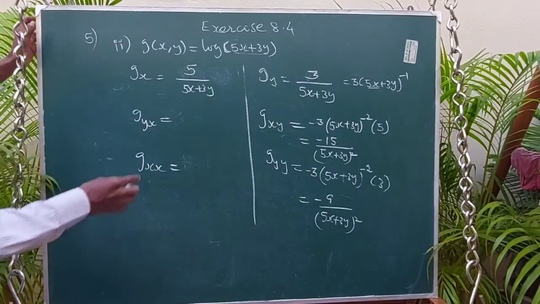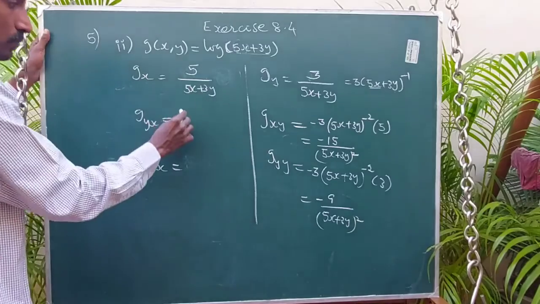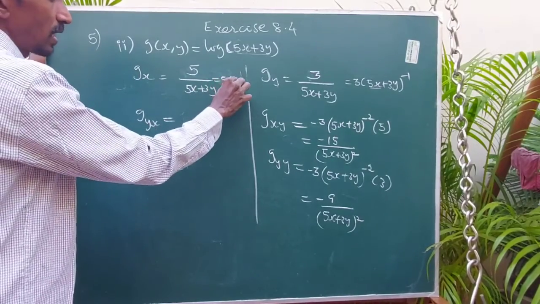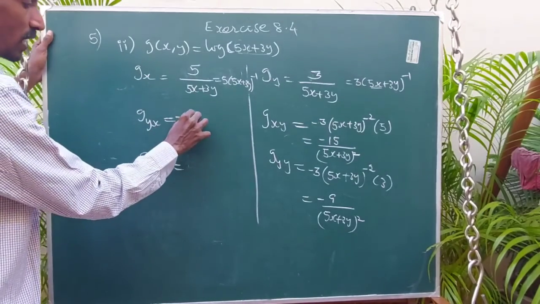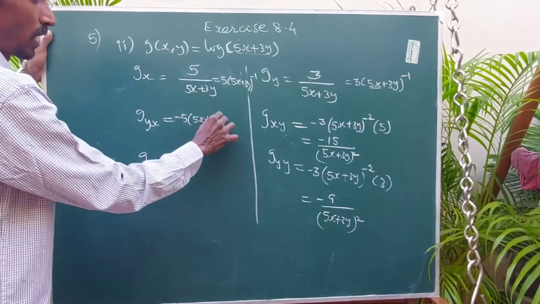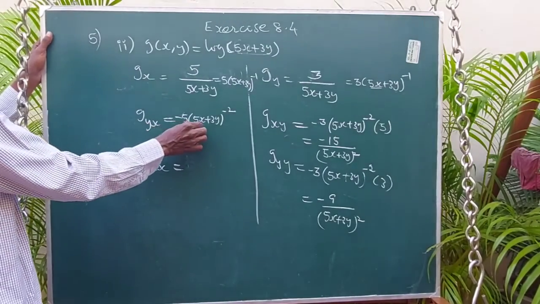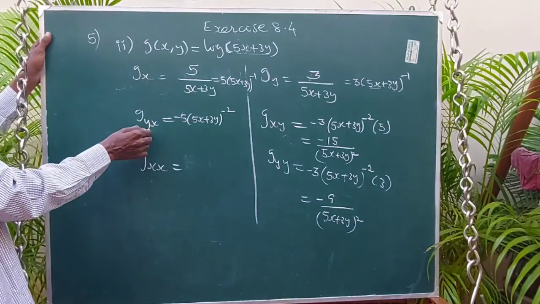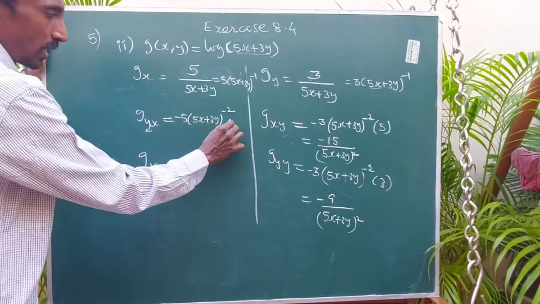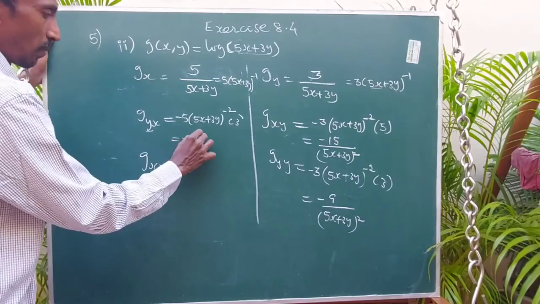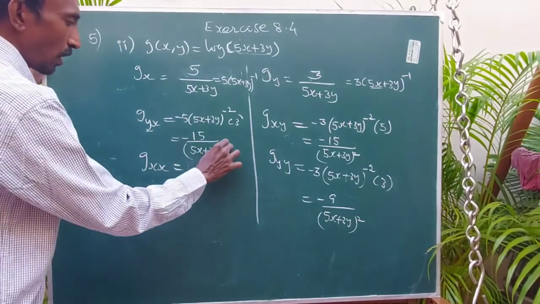Again here the same formula we can apply. So what we are getting here, it can be written as 5 into 5x plus 3y the whole power minus 1. So minus 5 into 5x plus 3y whole power minus 2 with respect to y, imagine x as constant. g of yx means second with respect to y, so 5x 0 into 3. So we are getting minus 15 by 5x plus 3y the whole square.